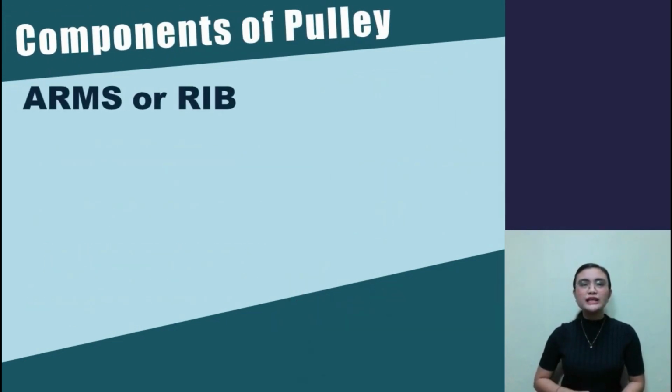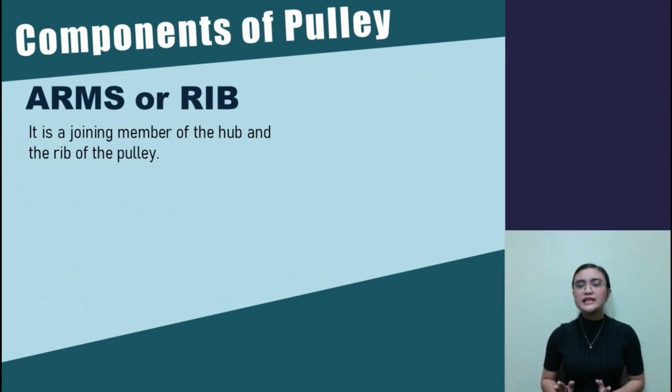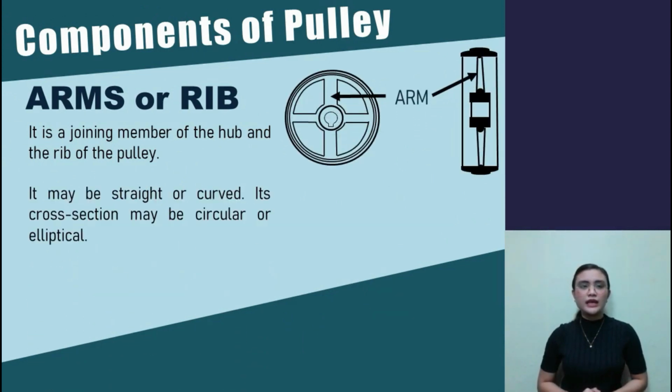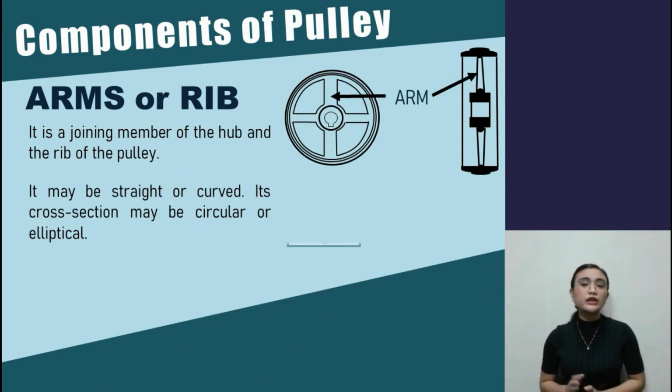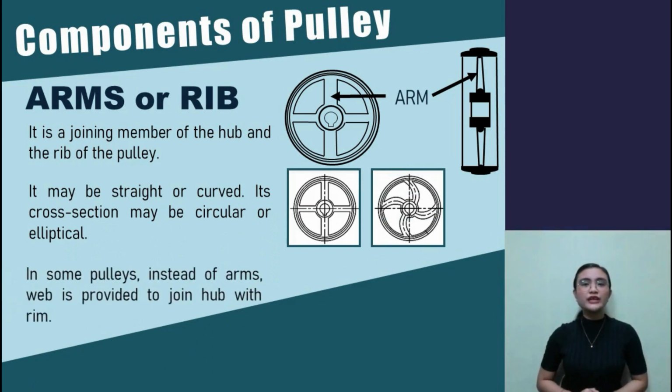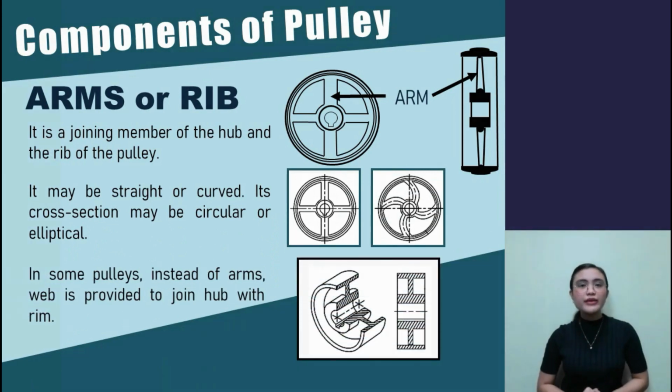The third component is the arm or rib. So the arm is the joining member of the hub, and it serves as the rib of the pulley. It may be a straight one or a curved one, or its cross-section may be circular or elliptical. In some pulleys, instead of using arms, they use a web to join the hub and the rim. As you can see here, it looks like a solid circle.